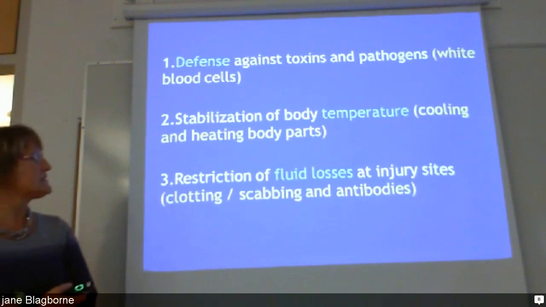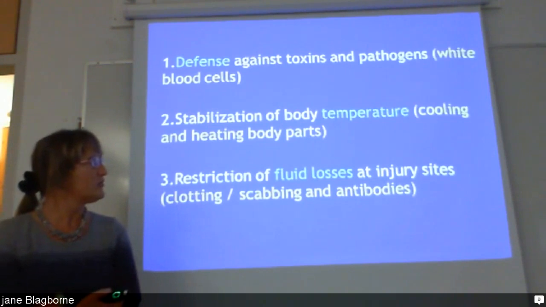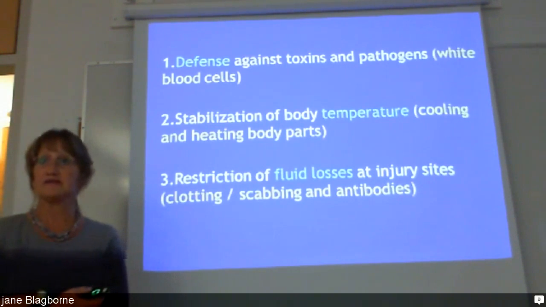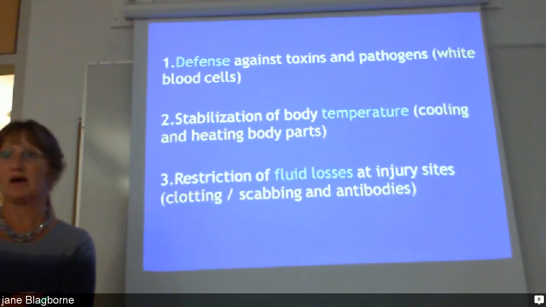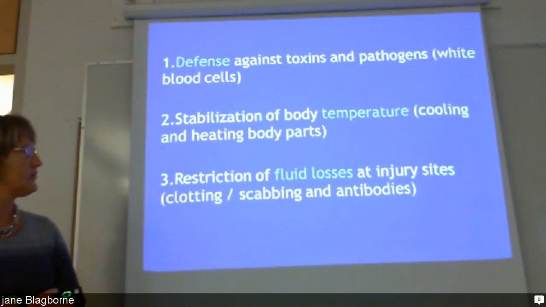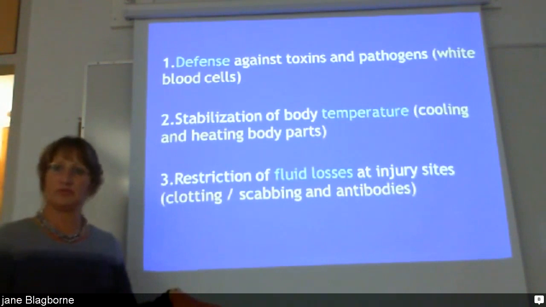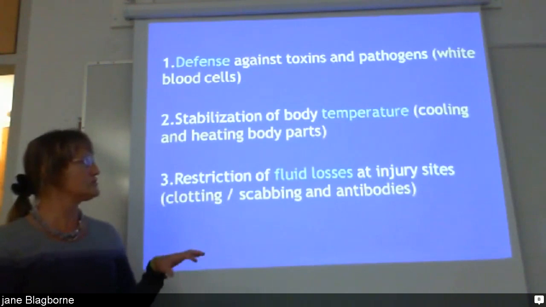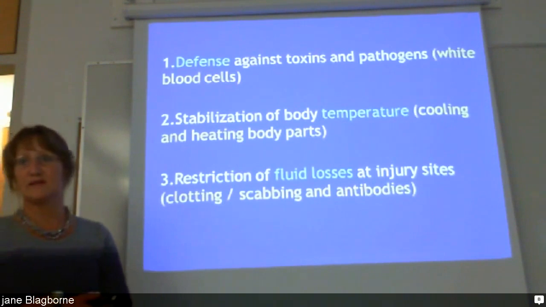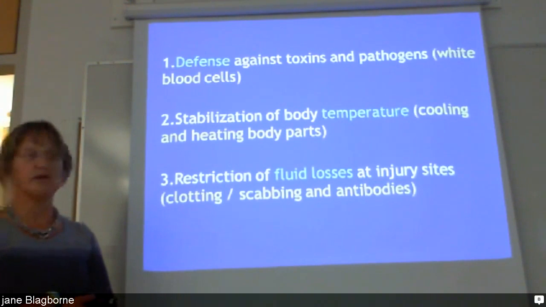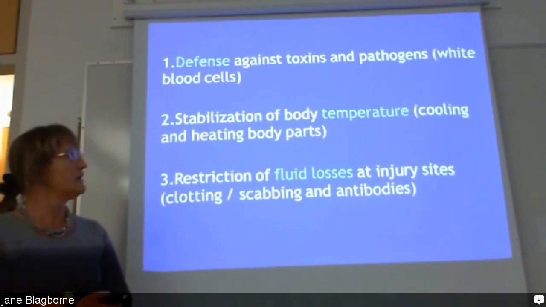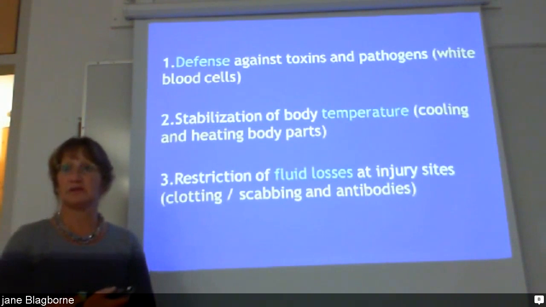Stabilization of temperature. Of course, as soon as you are out in the cold, your peripheral vascular system will open to allow you to warm your arms and legs, right? So the blood also goes to your peripheral system, to your fingers and toes, to help keep them warm if it's cold outside. The reverse of that is when it's hot, the peripheral vascular system kind of shuts down, and you don't have as much blood circulating.